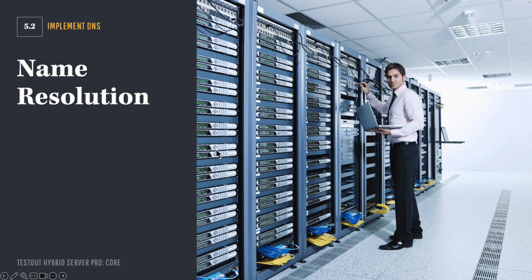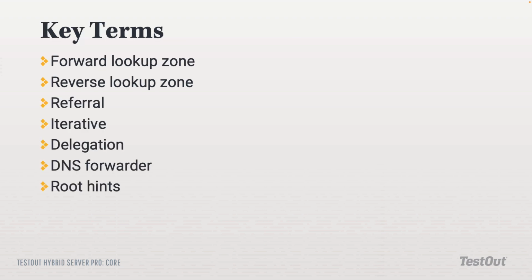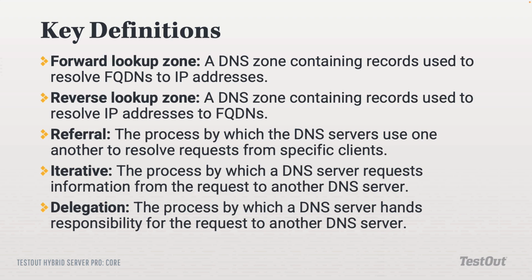Okay, moving on to 5.2, name resolution. So how do we set up our forwarders and how do we create a root zone? We talked about these already. We have our forward lookup zone and our reverse lookup zones. We remember what those are from 10 minutes ago when we talked about them, hopefully. So we're going to get into what a referral is, iterative, delegation, and all these other important vocabulary words.